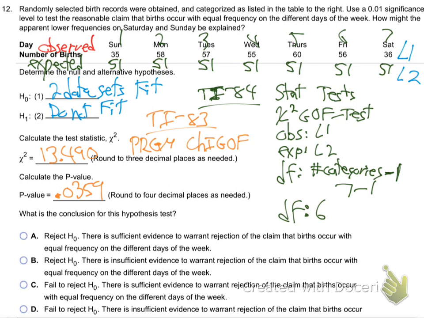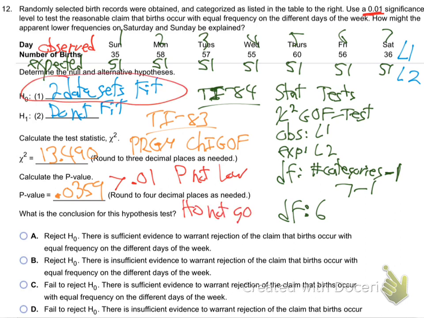Well, normally that p-value is pretty small, but they had us test it at a really strong level. They wanted to know beyond a 1% chance of luck. So this is actually greater than 0.01. So that p is not low enough. The p is not low. The H0 does not go. We keep the H0. We keep that the two data sets fit. So we think, yeah, they fit.